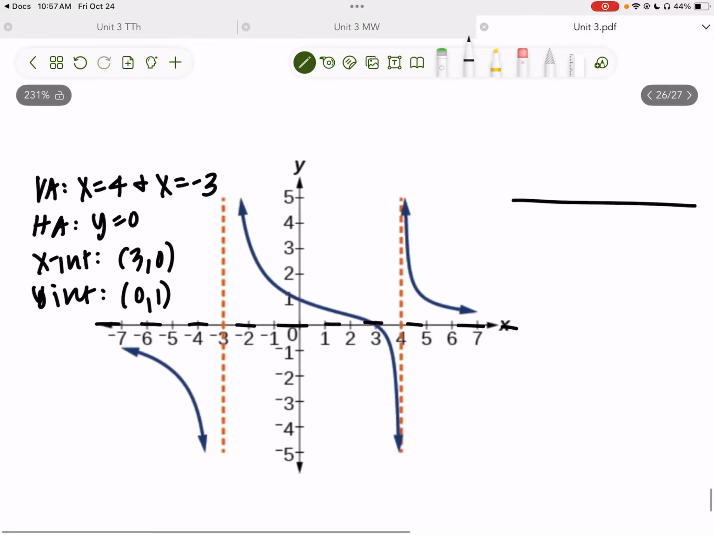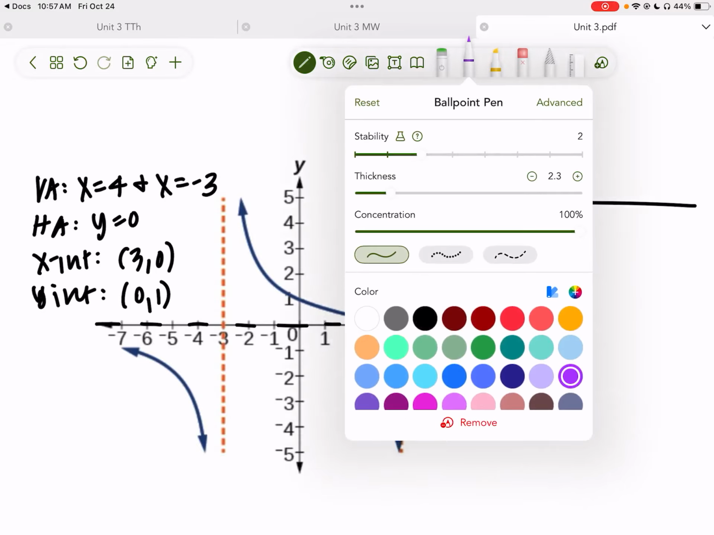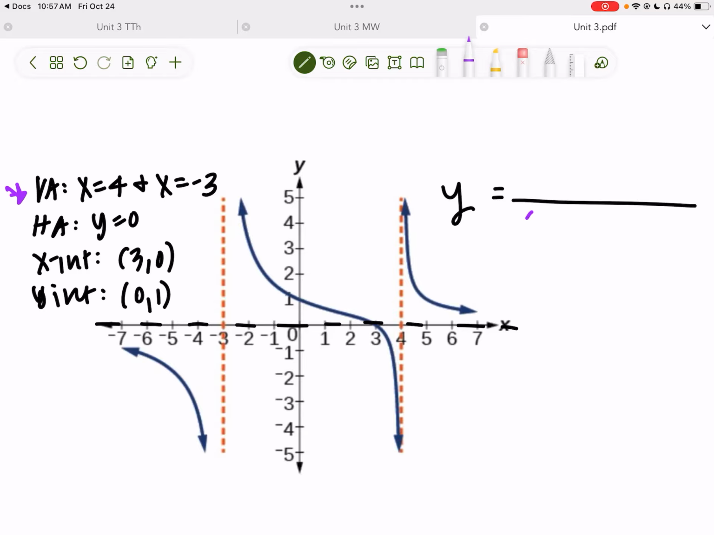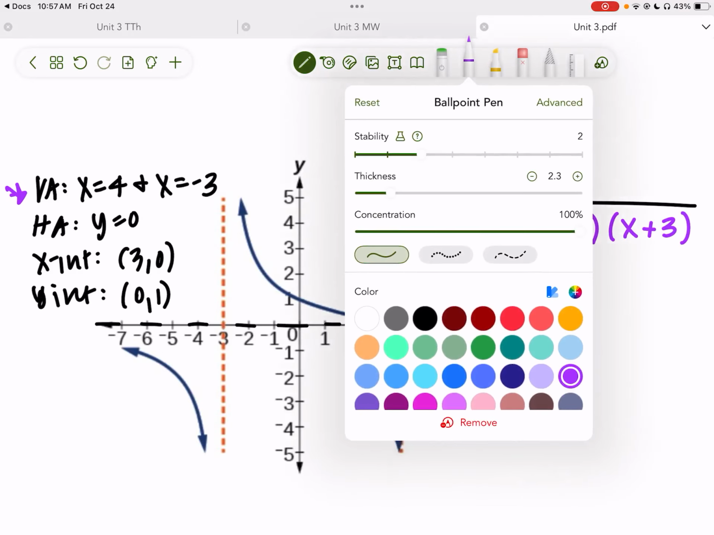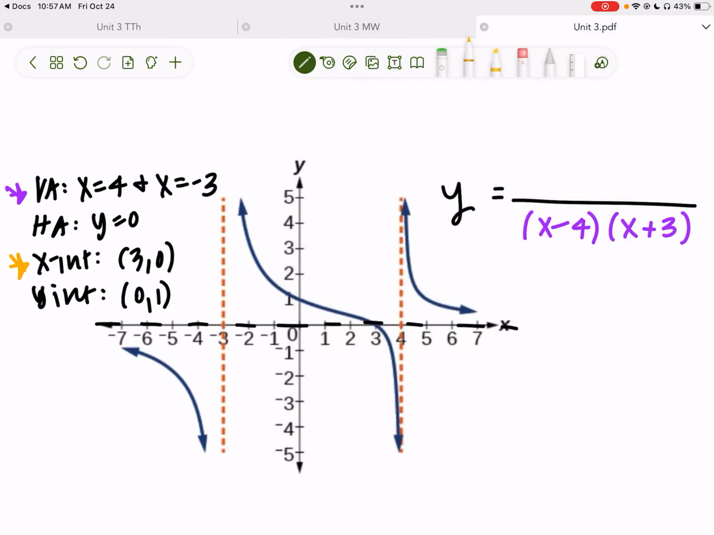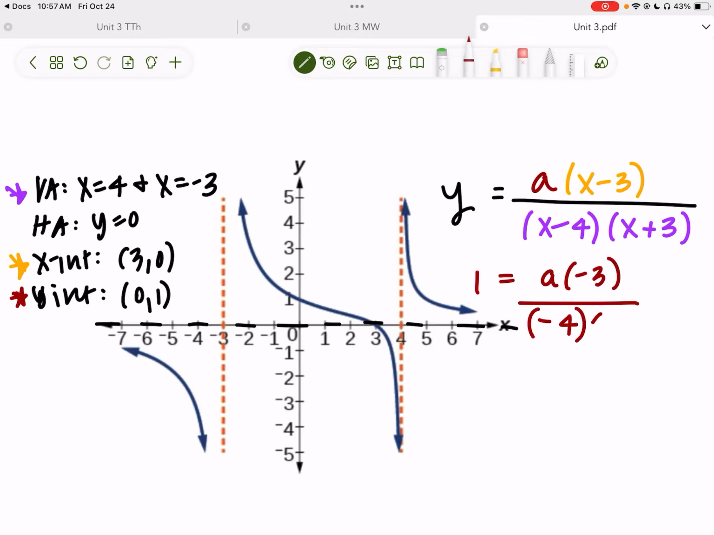Let's do the same thing. I will go ahead and start with my vertical asymptote. I'm going to write it in factored form. You can also do that. I'm not too worried about it being in standard form. Factored form is way more useful anyway. My x-intercept will go in the numerator. And now we can set this equal to y with a, and we'll plug in that 1. So 1 equals a times -3 over -4 times 3.